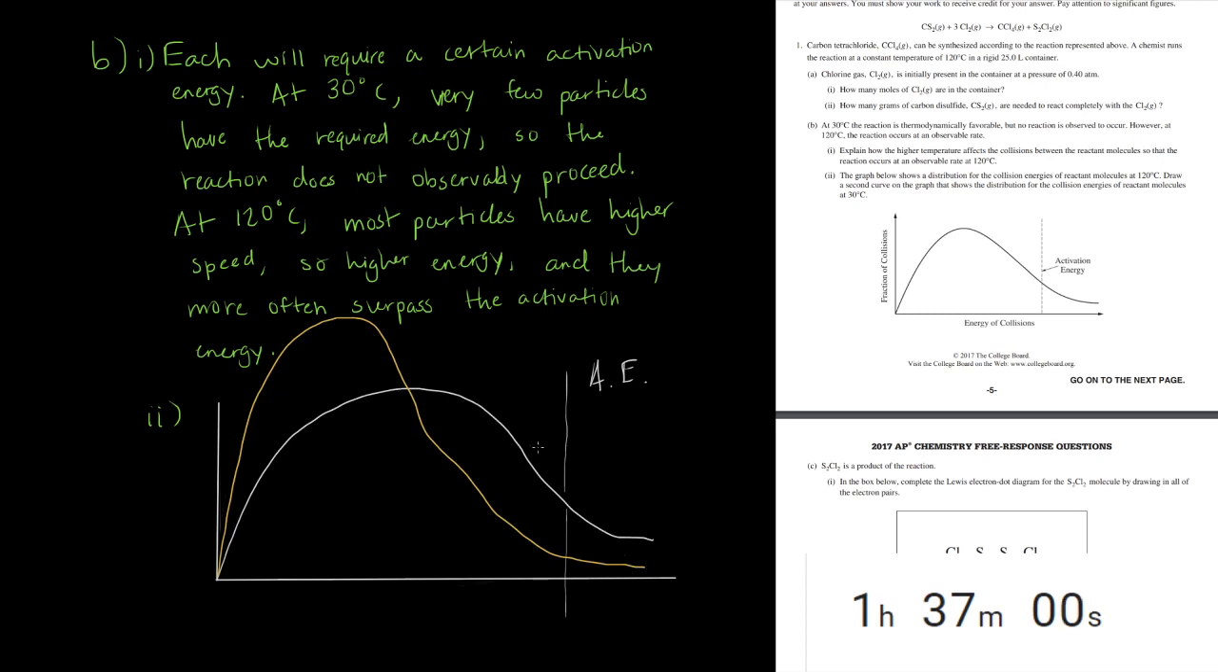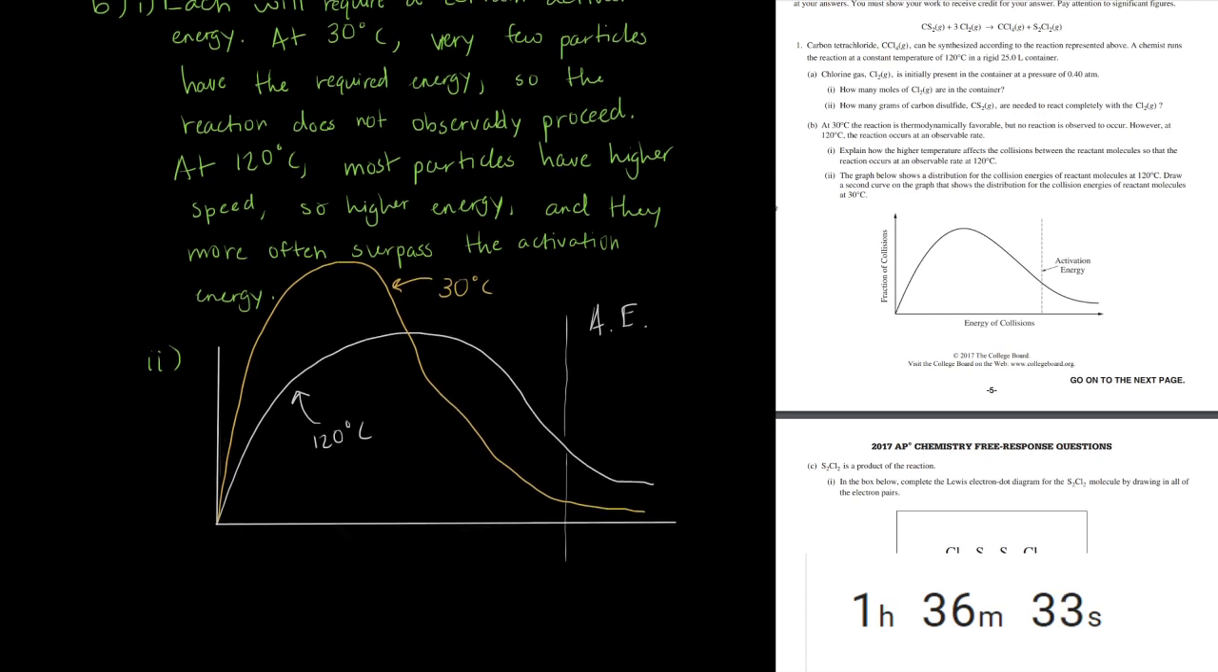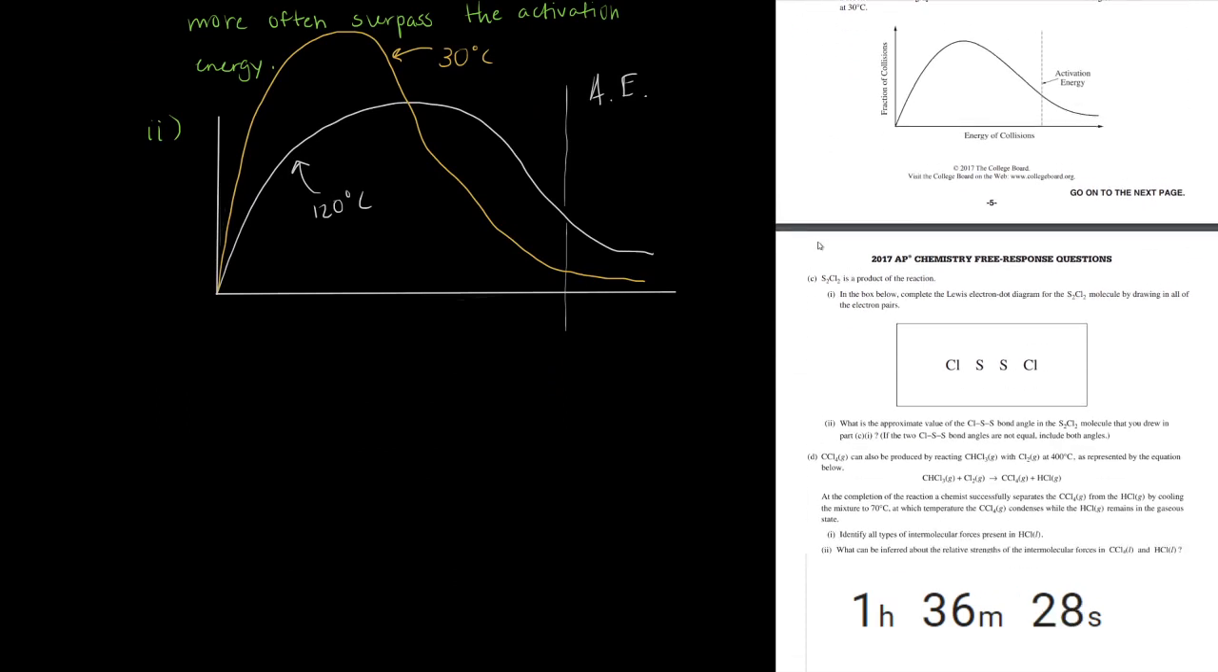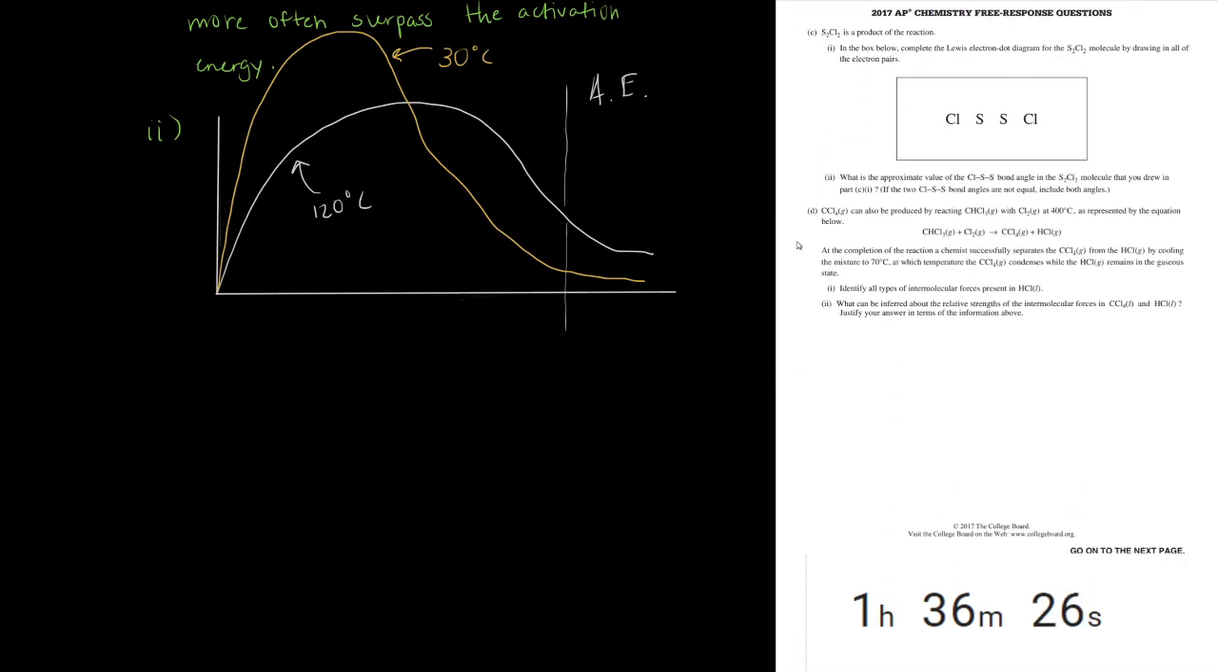The reason it's like this is it's essentially scrunching up the curve, and you can see that the percentage of particles that are going to be over this activation energy is far smaller. So this is going to be the 30 degrees Celsius, and this is going to be the 120 degrees Celsius graph of particle fraction collisions. Yeah, there we go. Okay, the distribution of collision energies. Perfect, yeah, this looks very solid. So let's scroll it down. We've got 13 more minutes for this question.